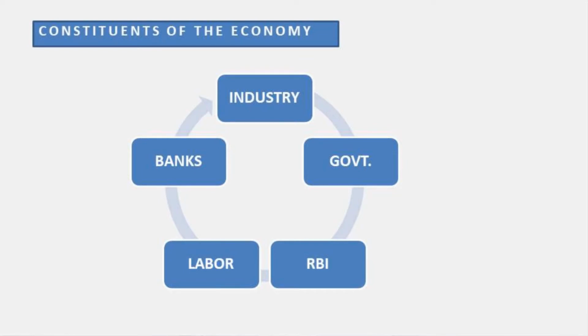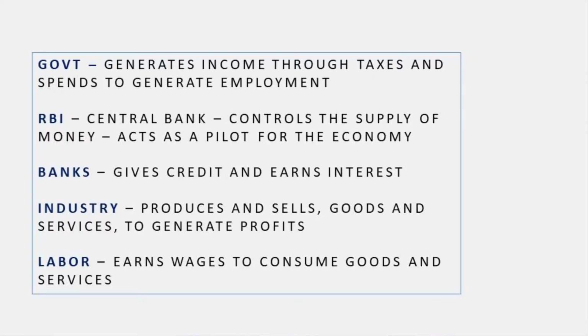There are mainly 5 constituents of the Indian economy: the government, the RBI, the central bank, the commercial banks, the industry and the labor. Each one of them have a separate specific function to perform. The government generates income in the form of taxes, it spends the money to generate employment. RBI, which acts as the central bank, controls the supply of money into the economy.